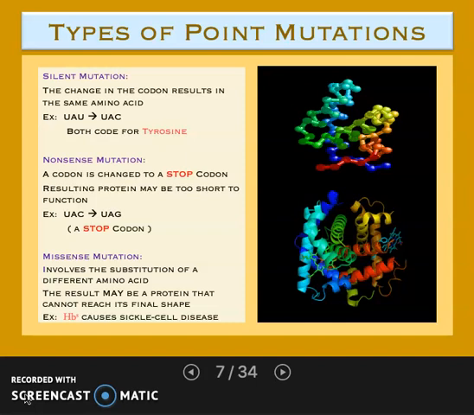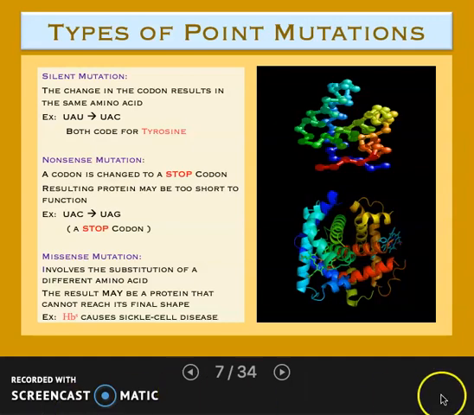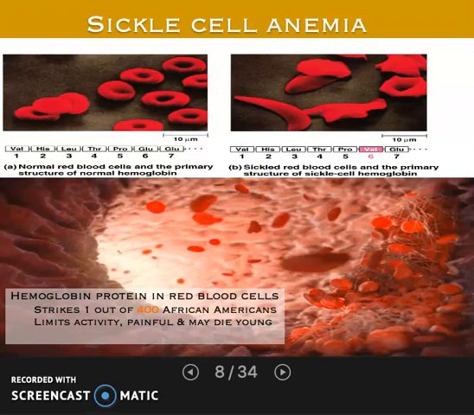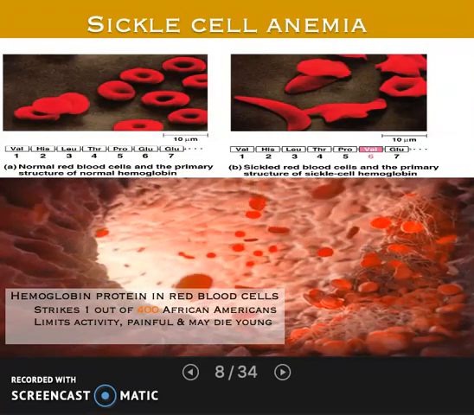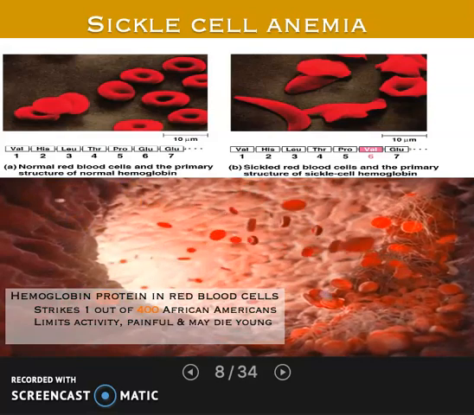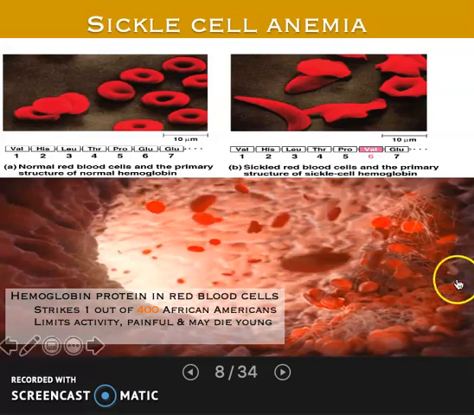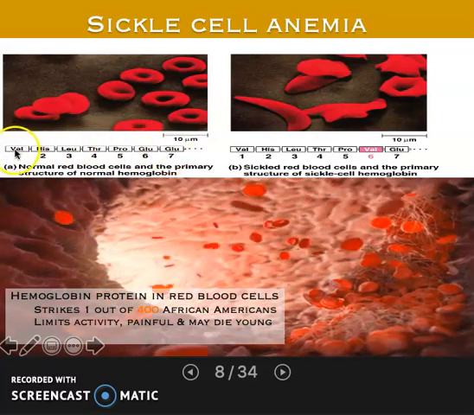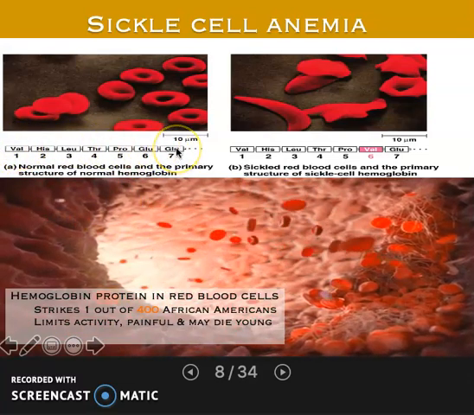So what does hemoglobin do? Well, hemoglobin is the protein in our red blood cells that carries oxygen. And we know its sequence. And here's a short segment of its amino acid sequence, the first 7 amino acids.